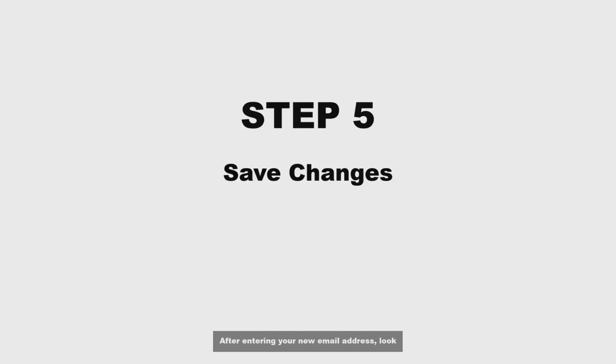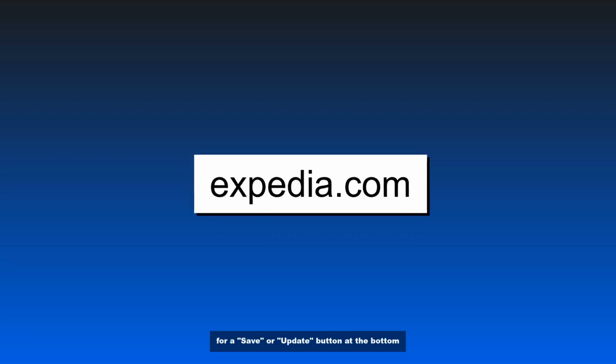Step 5. Save changes. After entering your new email address, look for a Save or Update button at the bottom of the page. Click it to confirm your changes and ensure your new email is updated in the system. Once you've completed these steps, you should receive a confirmation email at your new address. If you encounter any issues, consider reaching out to Expedia's customer support for assistance.